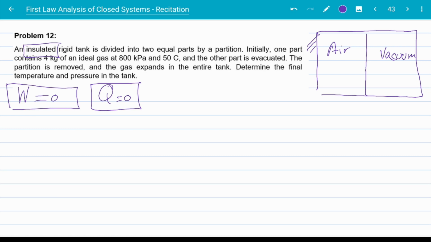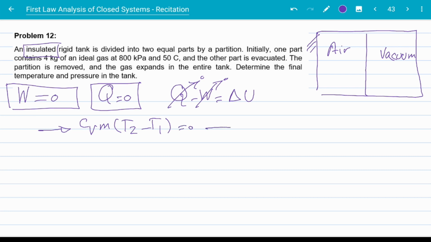So if I write down the equation of Q minus W is delta U, these two both will be 0. And I end up with Cv mass times T2 minus T1 is equal to 0, which gives me T2 is equal to T1. So the final temperature is known. The final temperature is equal to the initial temperature. So T2 will be 50 degrees Celsius.